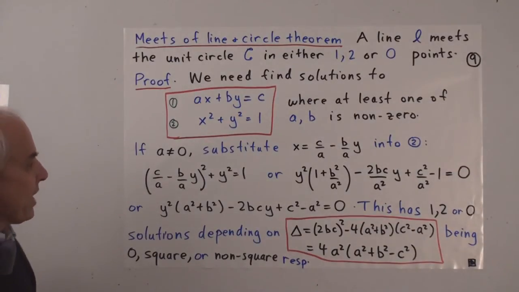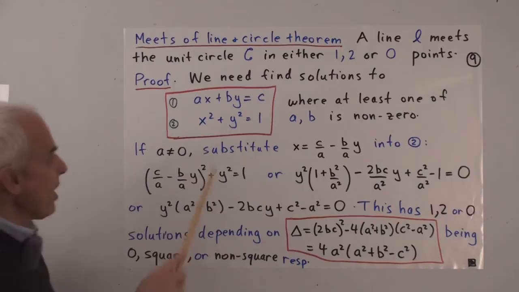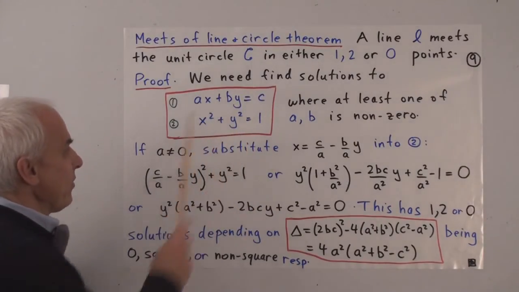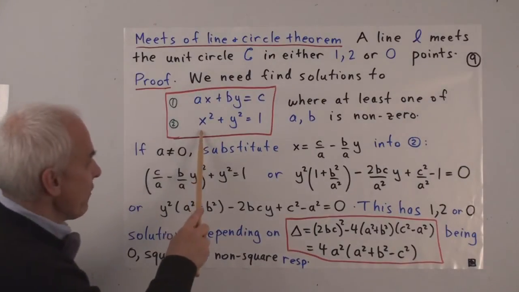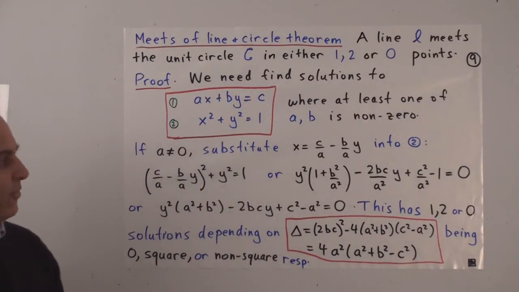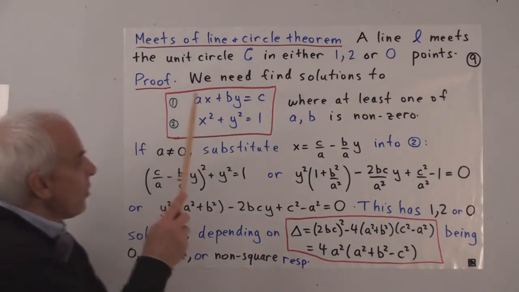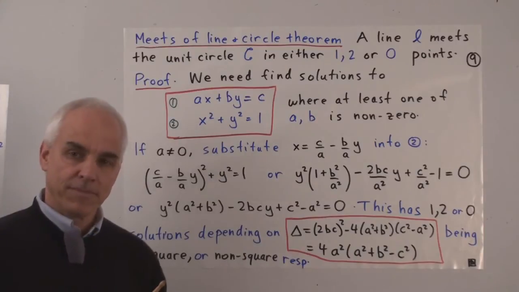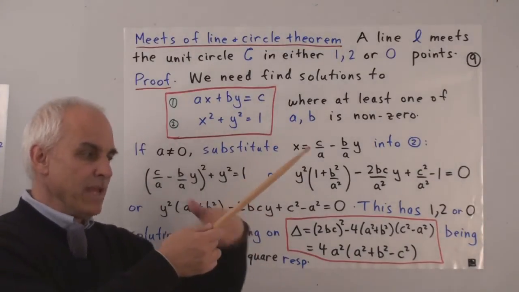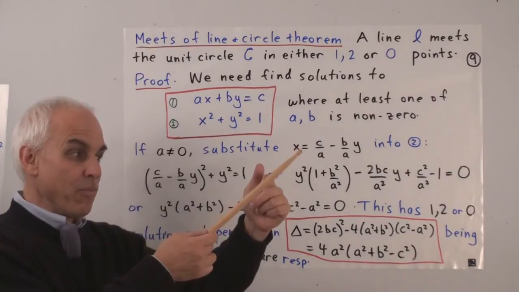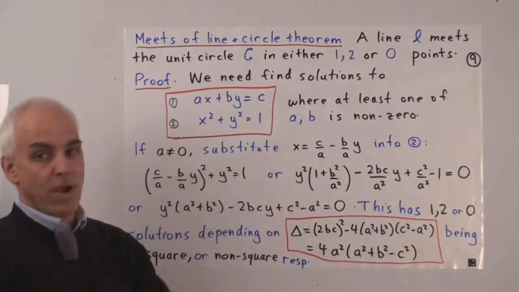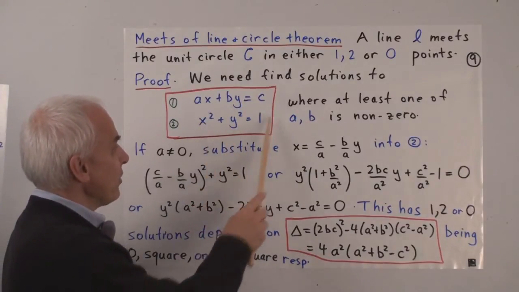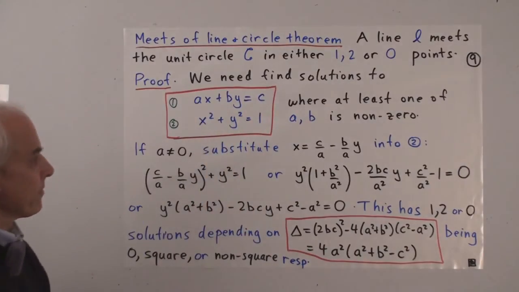So how do we do that algebraically? Well, we write down the equation of our line. Let's say it's ax plus by equals c. And the equation of our circle, x squared plus y squared equals 1. And we want to find solutions to both of these equations at the same time. So a place where the circle meets the line is a point that satisfies both equations. So we're looking to see how many solutions x, y there are to both equations.